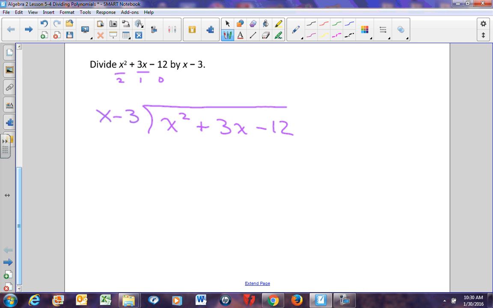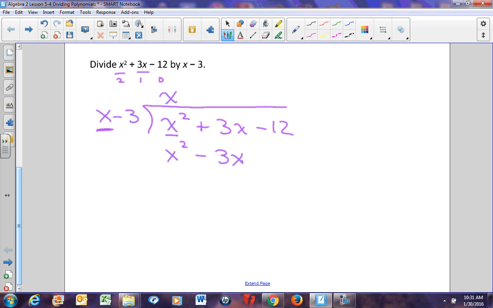Now, the easiest way to divide is just to think of the very first term. This is my very first term, x here. What do I need to multiply x by to get x squared? Well, I have to multiply it by x, because x times x gives me x squared. So I will put an x up here. x times x is x squared. x times negative 3 is negative 3x, just like you divided when you were younger. You divide in and you multiply it by each part of the problem.